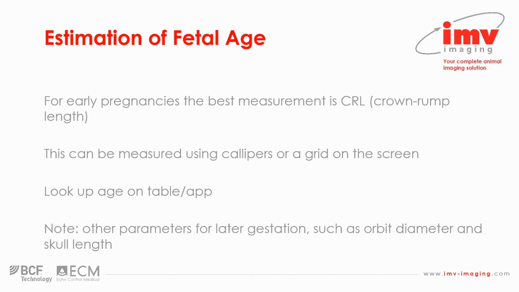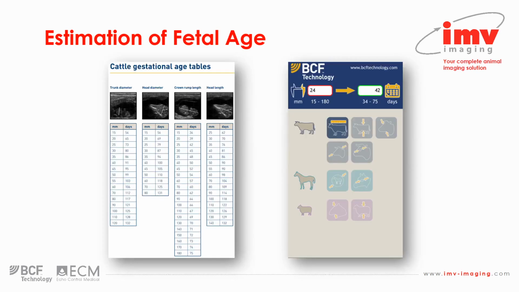It's also worth noting, though, that whilst for early pregnancies crown rump length is the best measurement, there are other parameters for later gestation. So, for example, orbit diameter, trunk diameter, skull diameter and length, and so on. Here on the left is a brief pictorial example of the gestational age tables IMV produce, and on the right is a screenshot from our free to download app. You can get this either from the Apple App Store or from the Android Google Play Store.